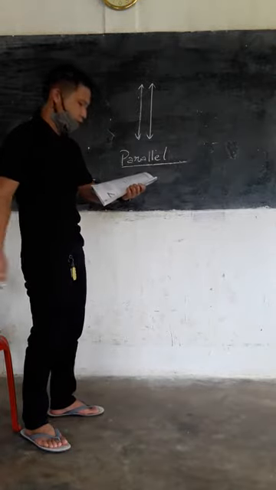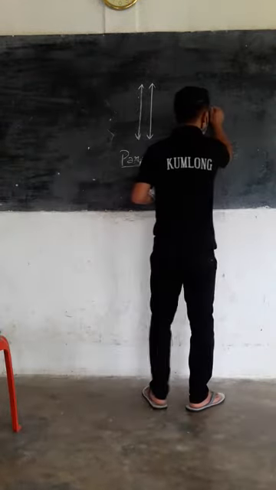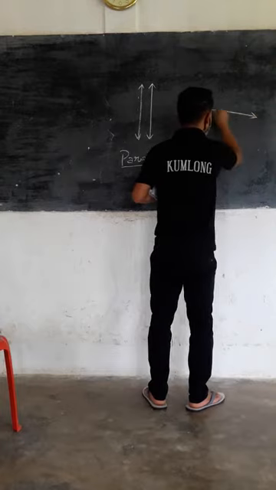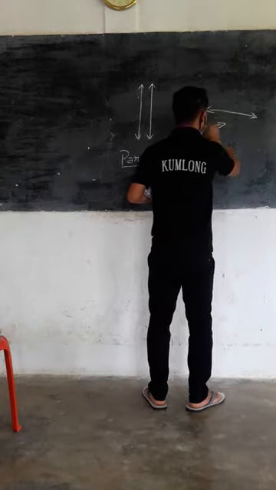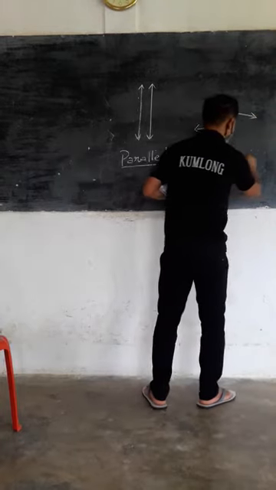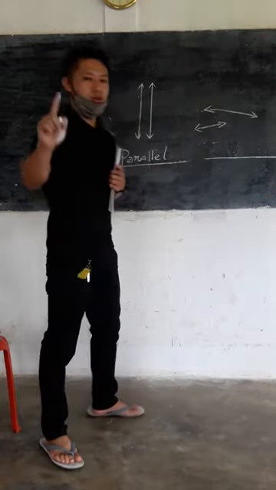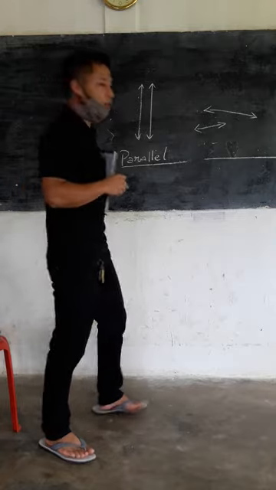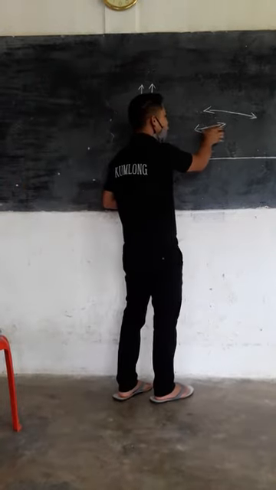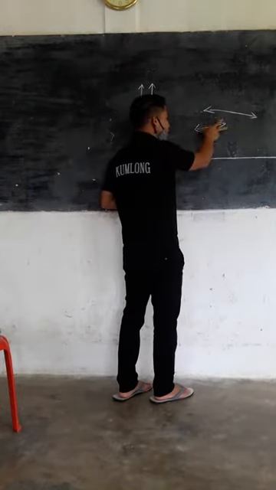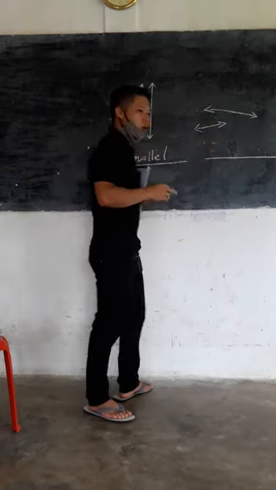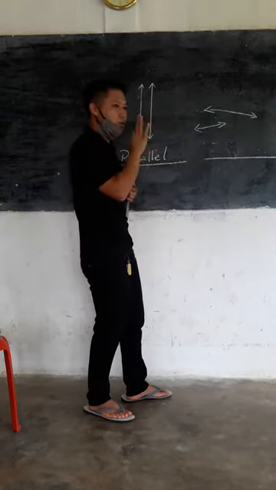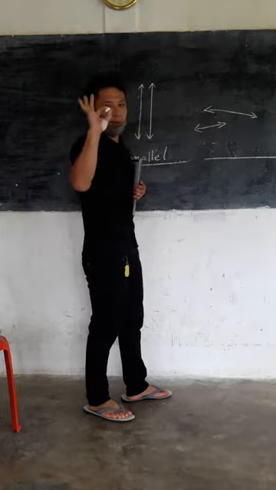Question number 3 is given like this. Look at the figure. This one is shorter than this one. So, this type of figure is known as non-parallel.